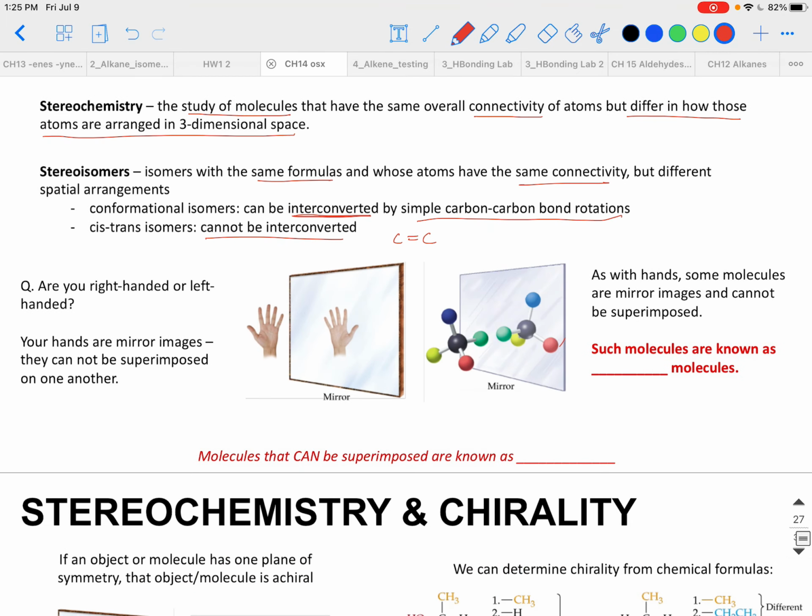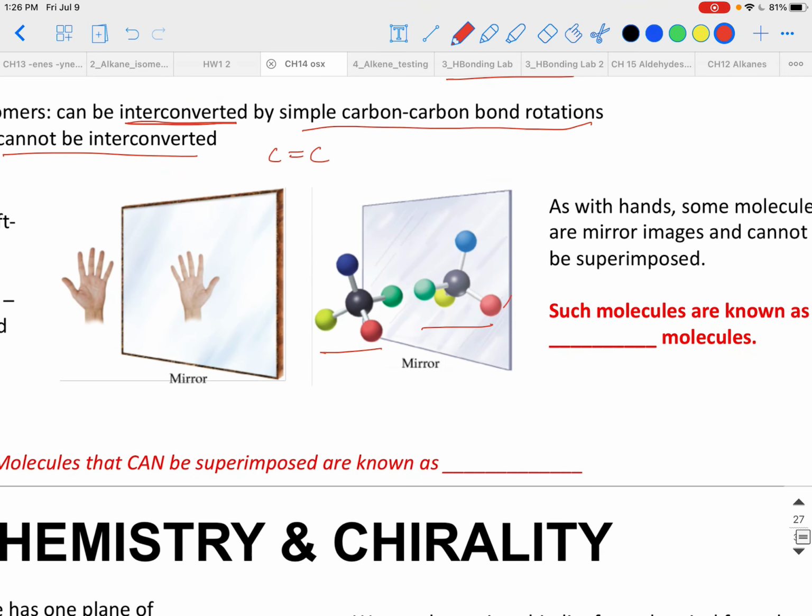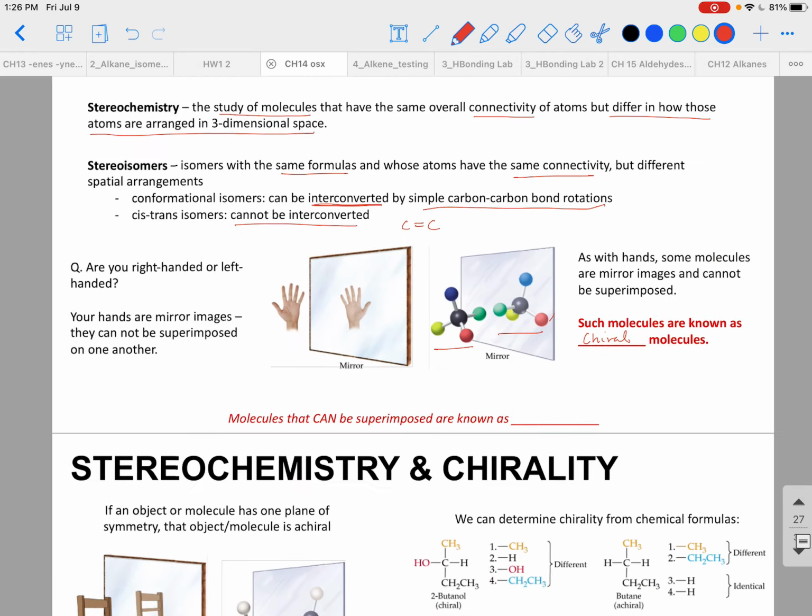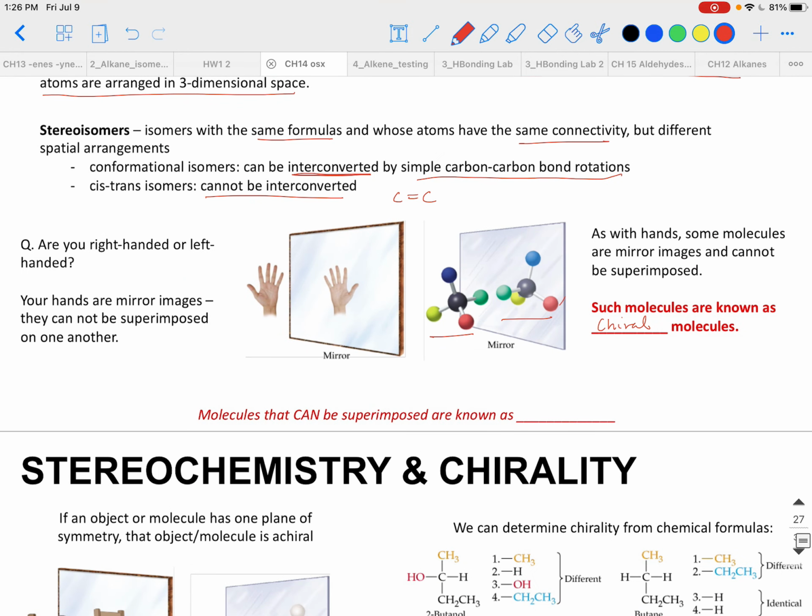So I talked about, are you right-handed or left-handed? Your hands are mirror images of one another, okay? Your hands are chiral. In other words, they cannot be superimposed on one another. And just like your hands, we can do this with molecules. Molecules can be mirror images of one another and not be superimposable. And when that happens, we say these are chiral molecules. You cannot overlay them exactly and make them line up. Molecules that can line up exactly if you superimpose them are known as achiral.